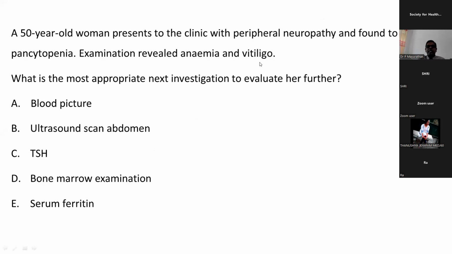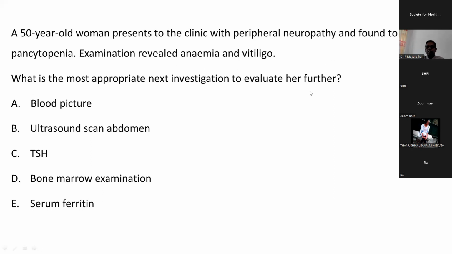So the history itself is saying the patient is having anemia and also vitiligo. In addition, the patient has pancytopenia. So pancytopenia and vitiligo are immediately telling you that it could be an autoimmune mediated cause. And with pancytopenia and vitiligo due to autoimmune causes, you can think immediately of B12 deficiency, that is pernicious anemia. And that is also suggestive of peripheral neuropathy.